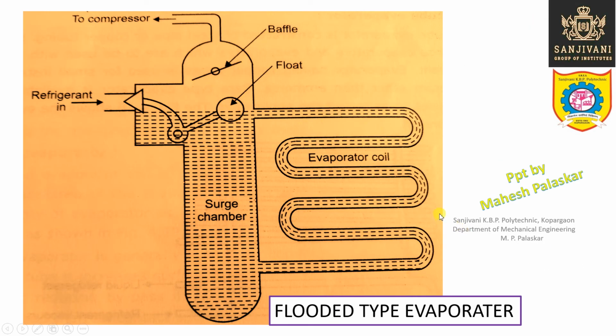Now we'll study the other type of evaporator, that is the flooded type evaporator. This is a flooded type evaporator. It consists of a surge chamber which is connected to the evaporator coil, right? Here you can see that the top portion as well as the bottom portion of the surge chamber is connected to the evaporator coil. And the surge chamber has an inlet, which is for the entry of the refrigerant from the expansion device, right?